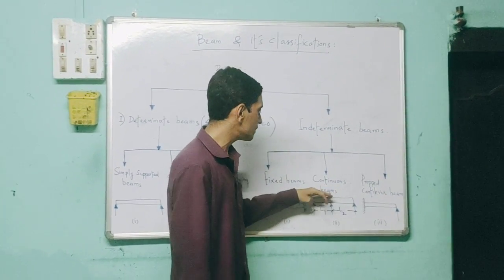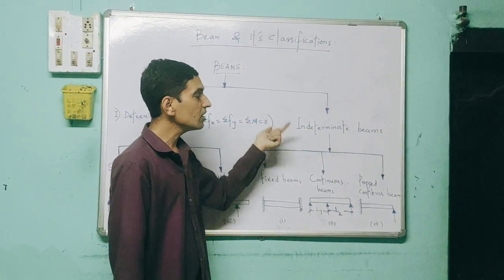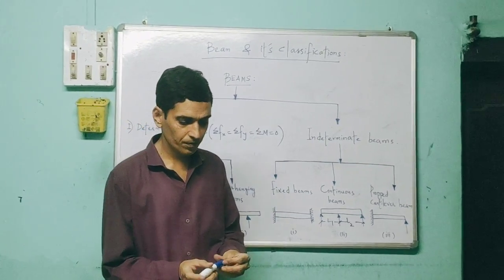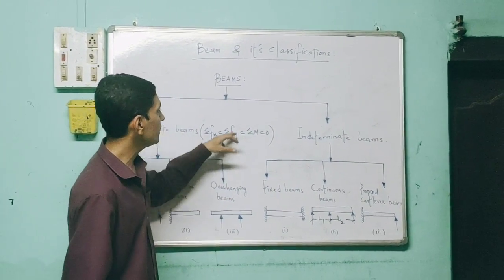These are all the types of beams which cannot be analyzed by using the 3 basic equations of equilibrium. We need some special methods to analyze these beams. Hope you understand the types of beams and their definitions.